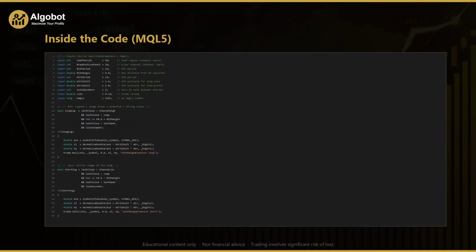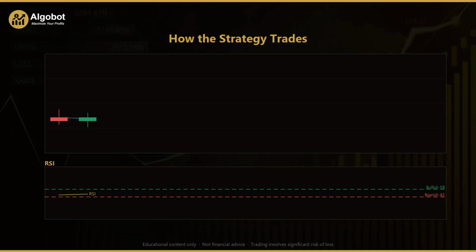Notice how the buy and sell sides are perfectly symmetrical. The same logic, simply flipped. That symmetry is what makes the strategy straightforward to read and reason about. Let's bring it all together on this illustration.